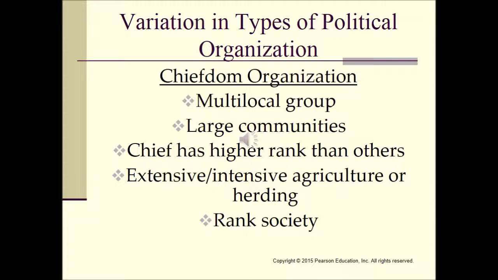And here we are starting to see some social stratification, and it's typically a rank society. So if you remember rank societies, there are people that have access to prestige, but not so much power or economic resources. And that person is typically the chief of the chiefdom that has a higher rank than others. And typically, these again are intensive agriculture or horticulture or pastoral societies, maybe even complex foragers. So again, we're starting to see some social stratification, larger communities supporting more people.